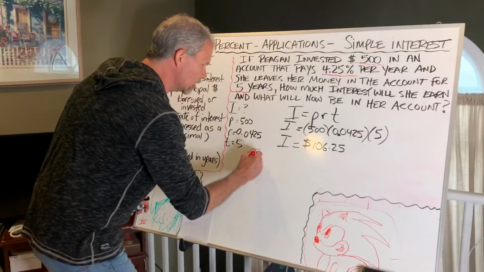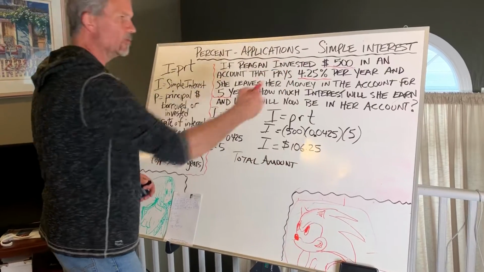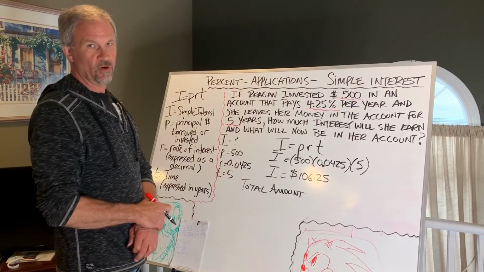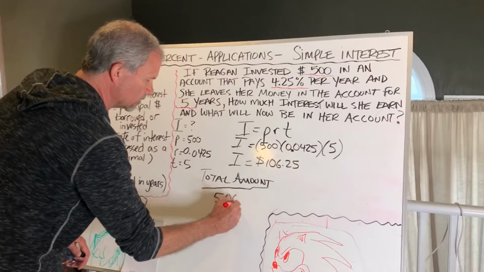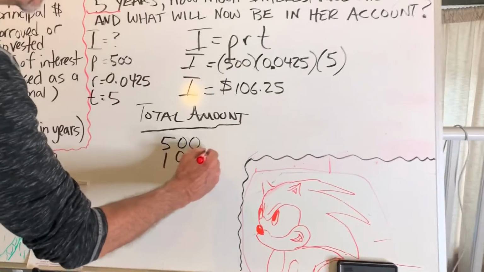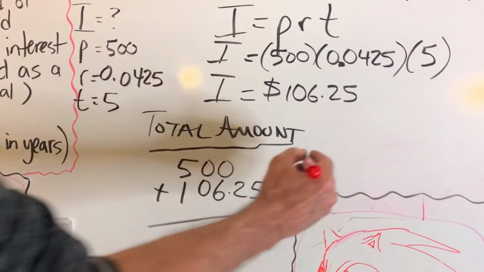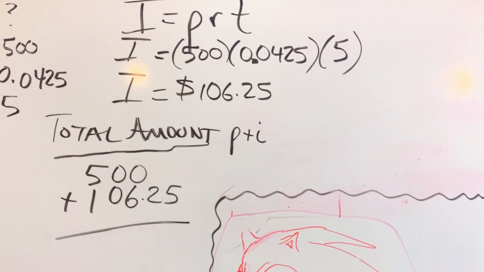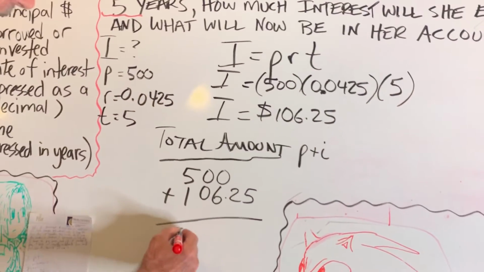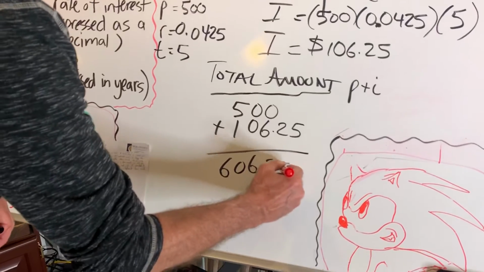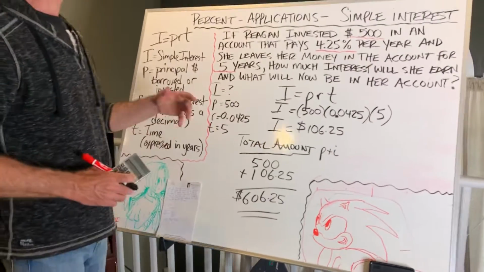Now, the total amount she'll have now, what do you think we need to do to figure that out? She started with 500. She made $106.25. So what's our total amount? I think you probably know you need to add these together. So I'm adding the interest to the principal, P and I they call it, principal plus interest. And we add this all up, we get $606.25. So that's how much money will now be in Reagan's account at the end of 5 years.